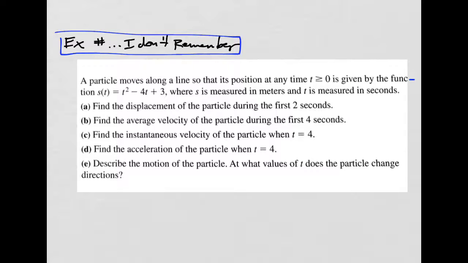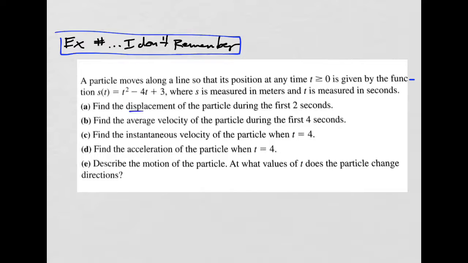So in this example, a particle moves along a line so that its position at a time t greater than or equal to 0 is given by the function, where s is measured in meters and t is measured in seconds. Okay, so I have a position function. Now part A, find the displacement of the particle during the first 2 seconds.